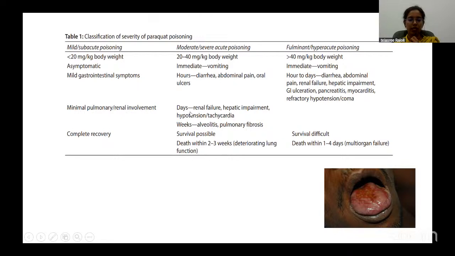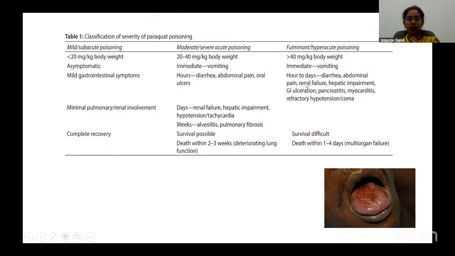But when it comes to days, or more than 24 hours, they will have renal failure, hepatic impairment, hypotension, and tachycardia. If it is weeks after that, they will go into pulmonary fibrosis. Survival is possible if we take aggressive measures with extracorporeal therapy and aggressive supportive care, but usually death is expected within 2 to 3 weeks, mostly because of lung deterioration.